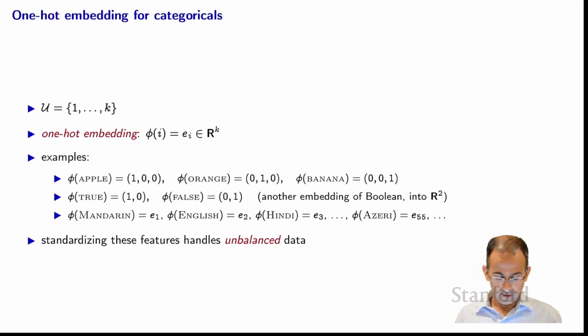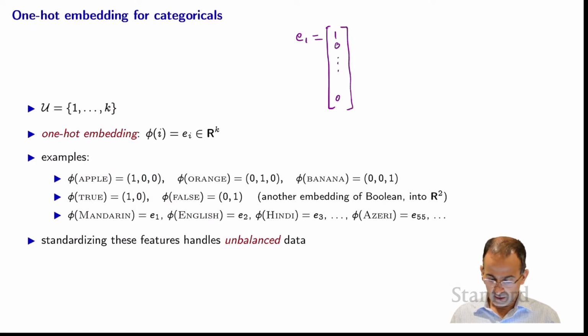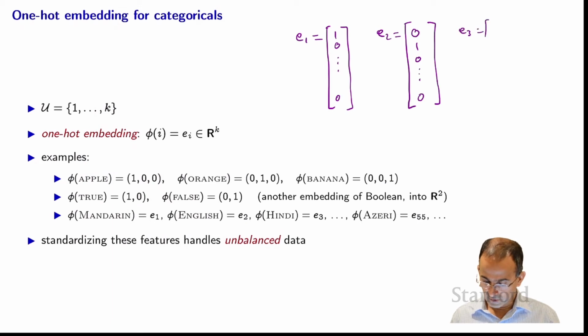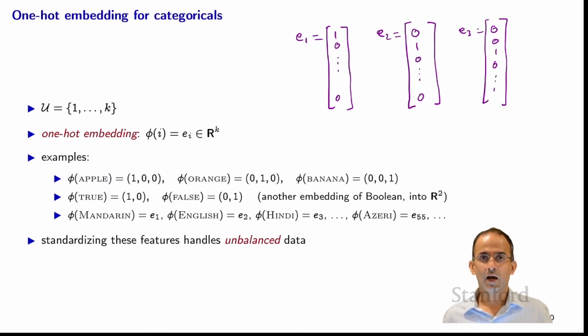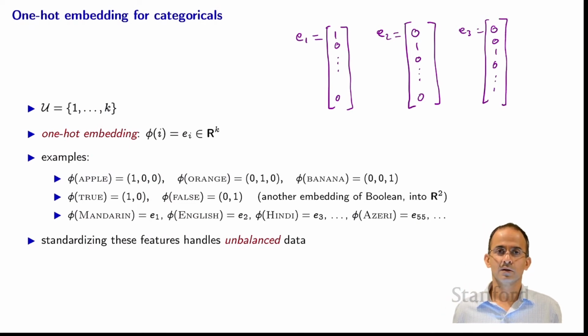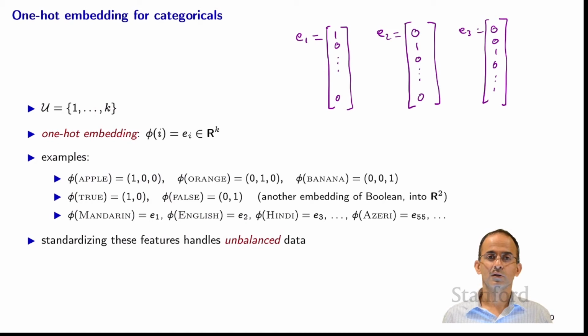In a vector space, e1 is just the vector 1, 0, 0. e2 is just the vector 0, 1, 0, 0. e3 is the vector 0, 0, 1, 0, and so on. People call it e_i, the ith canonical basis vector in a vector space. And so in a k-dimensional vector space, there are k different canonical basis vectors. And so we can embed the categories 1 through k as the k different basis vectors in R^k.